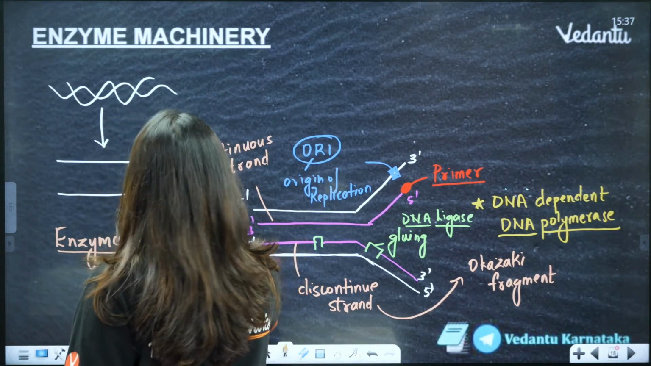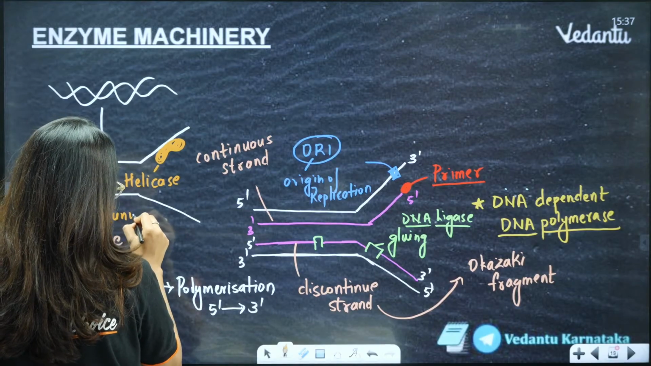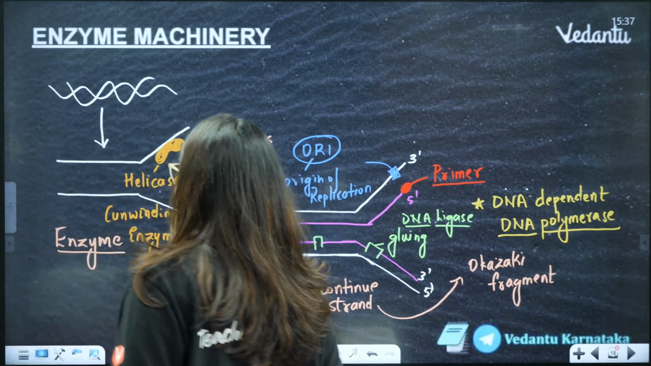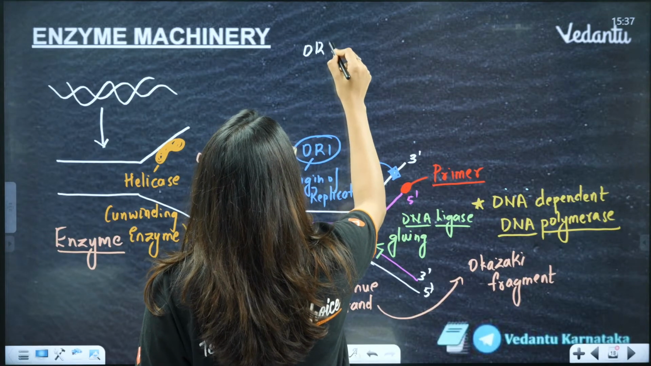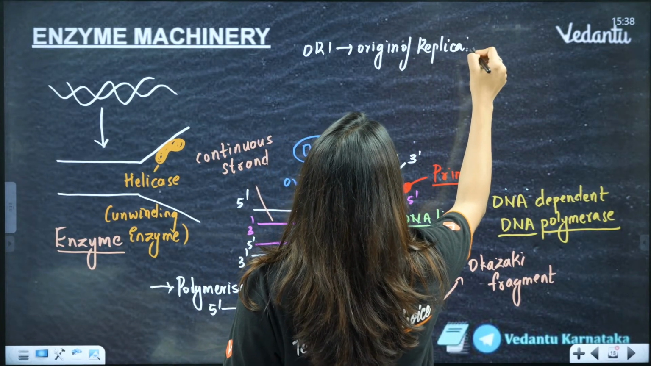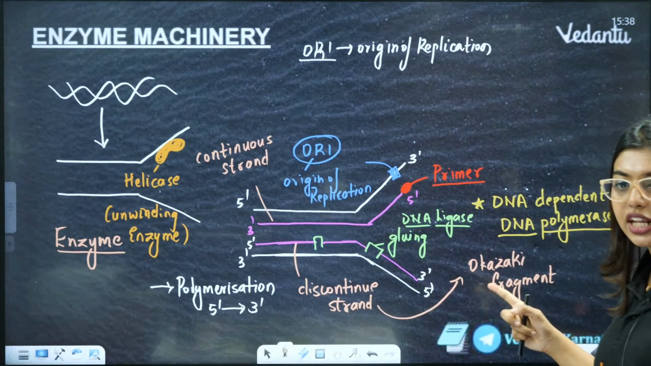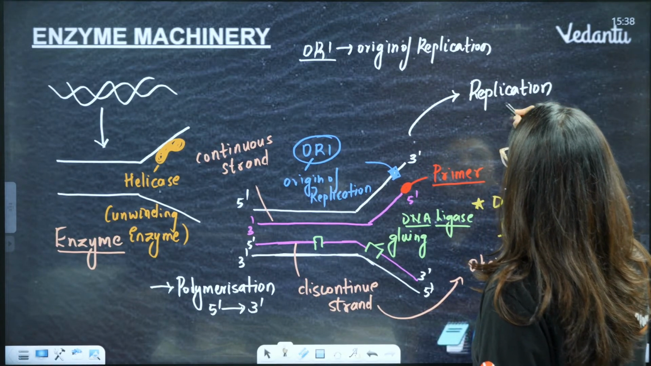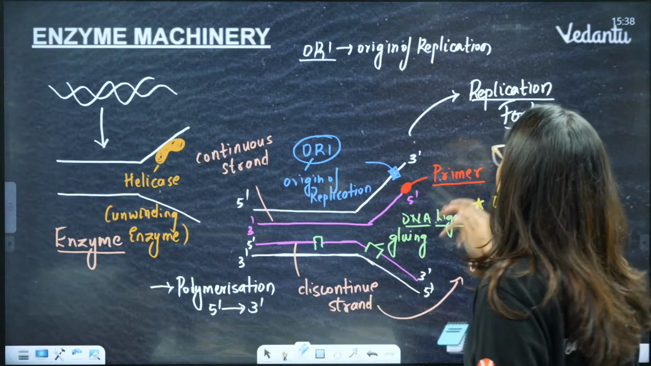I'll do it here, helicase. Unwinding enzyme, okay, unwinding enzyme, done. So now it's a little less clumsy, and then write here about your ORI, origin of replication, very important. And students, this structure here, we call this the replication fork. This Y-shaped structure that you are seeing is called the replication fork. Clear? Very nice. Okay, done.